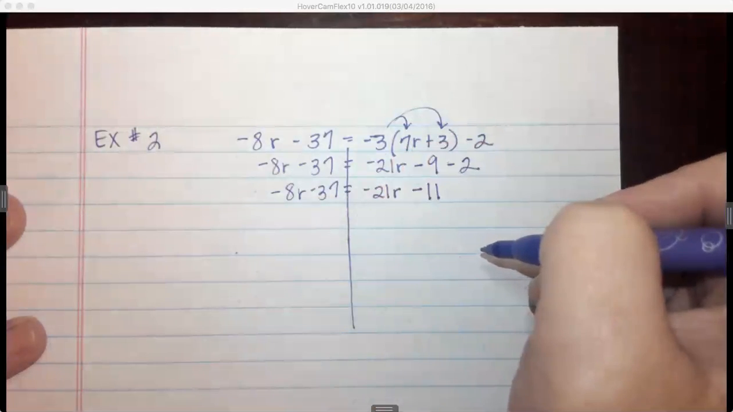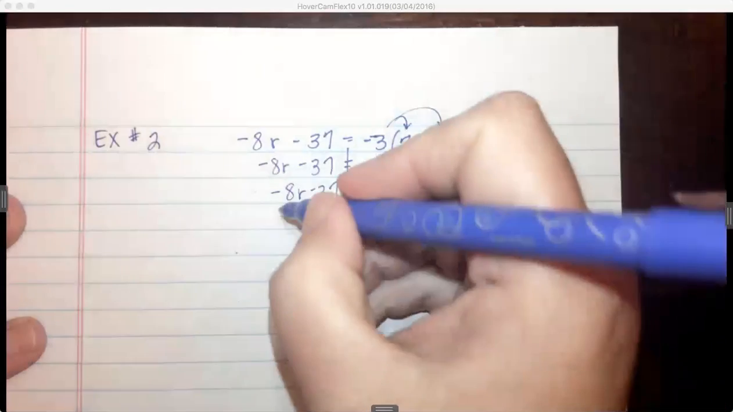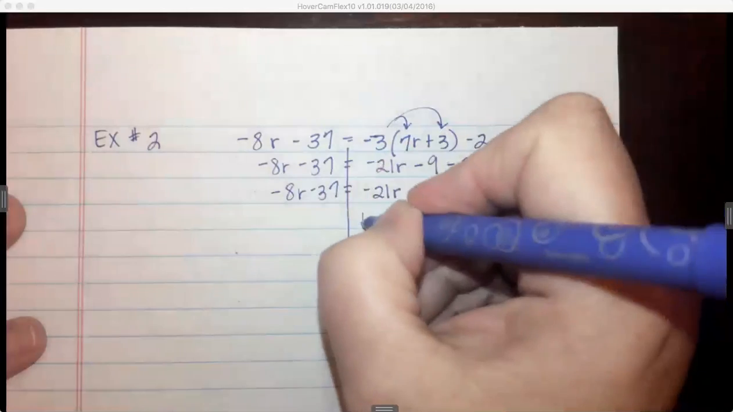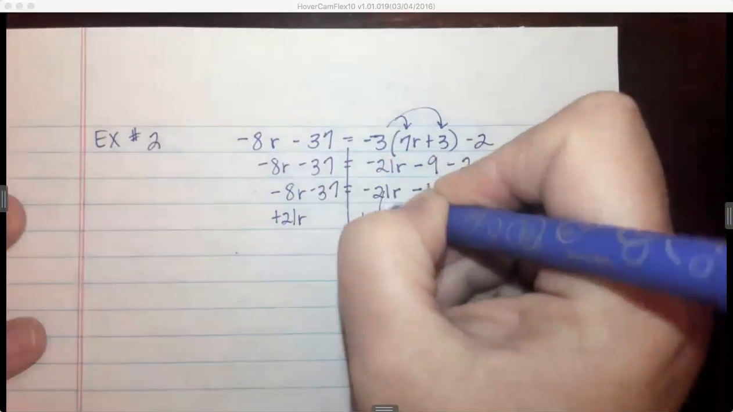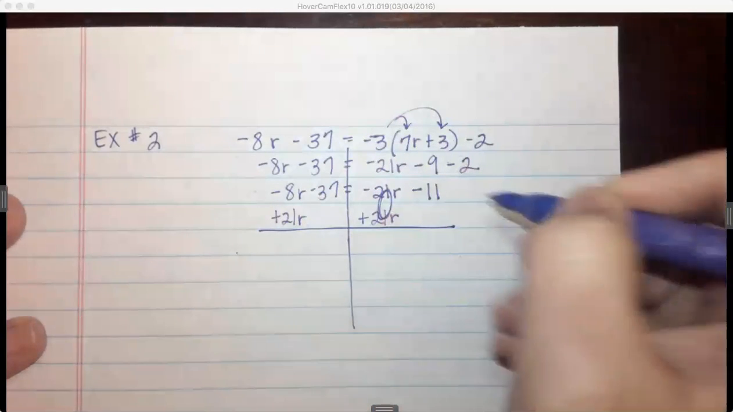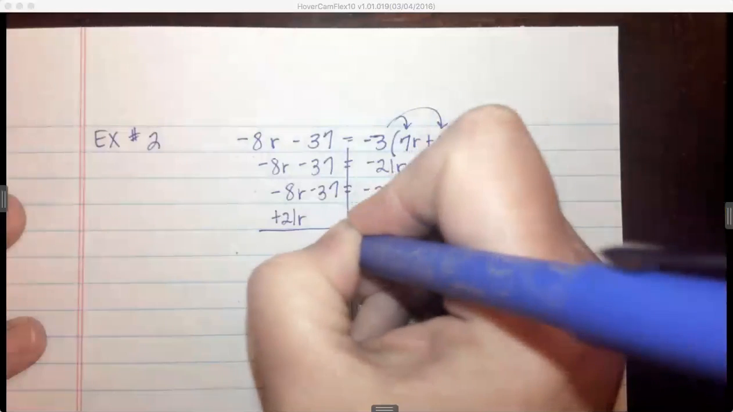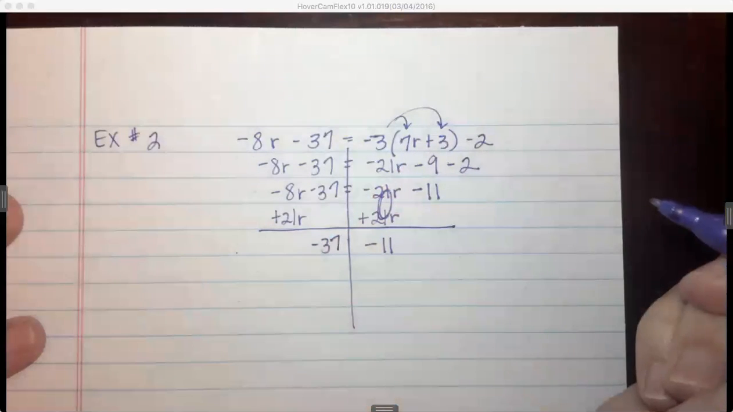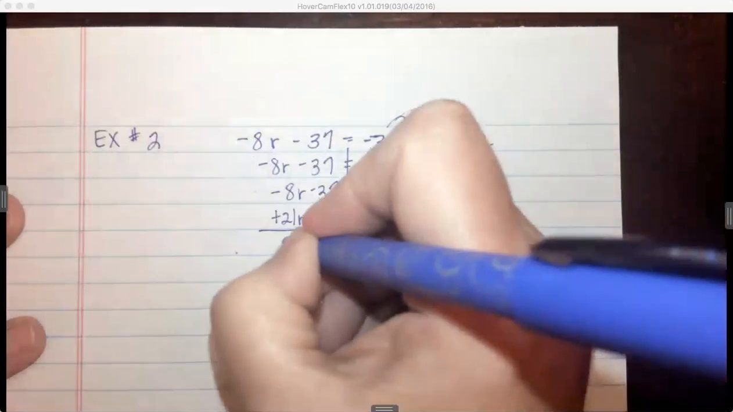Now I am ready to move the variables. So I'm going to move this negative 21 over here. It's negative 21, so I am going to add. Negative 21 plus 21r is 0. Negative 11 comes down, negative 37 comes down, negative 8 plus 21 is 13r.